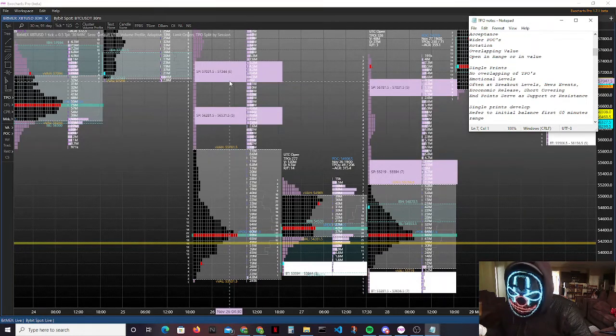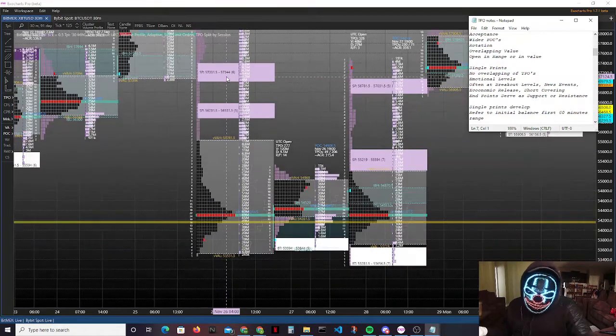The more grammatically correct term is this definition over here: overlapping TPOs, emotional levels, often at breakout levels, news events, economic releases, short covering endpoints serve as support or resistance. So this is usually whenever you see an explosive move to the downside or the upside. If you're looking at a candlestick, you're probably going to see a big wick. If you're looking at a TPO, you get single prints.